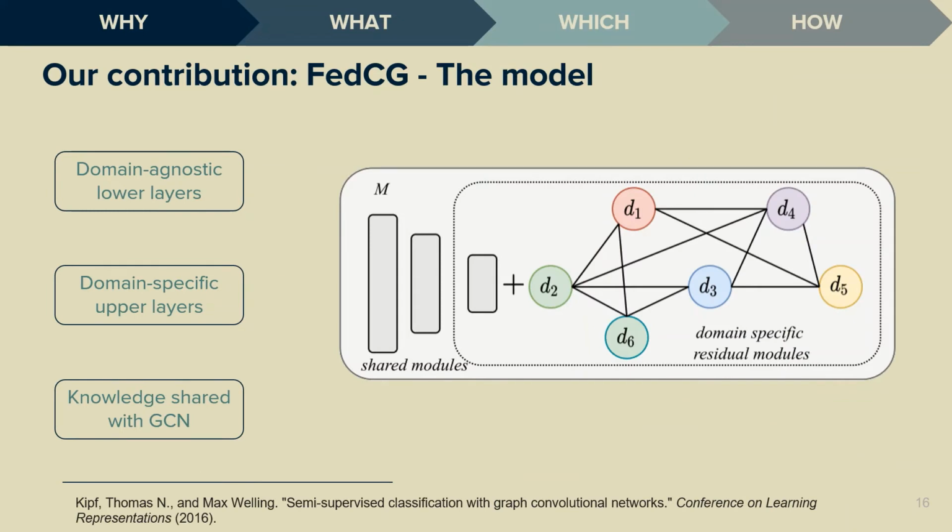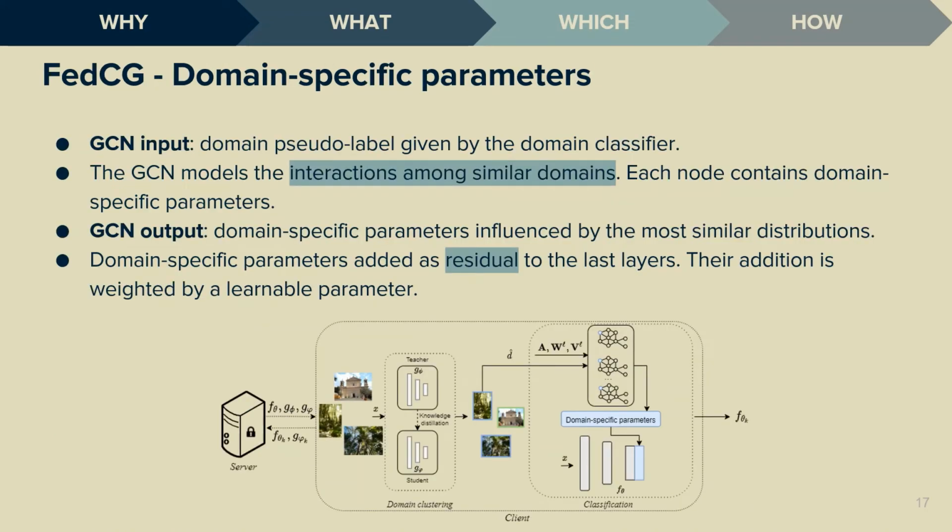If we take a closer look at the model, we can see how the lower layers are domain agnostic, while the upper ones contain residual domain-specific information. Moreover, in order to share knowledge across domains, and in particular across similar domains, we make use of a graph convolutional neural network. Each node of the graph convolutional neural network contains domain-specific parameters, and the weighted edges allow us to model the interactions among domains.